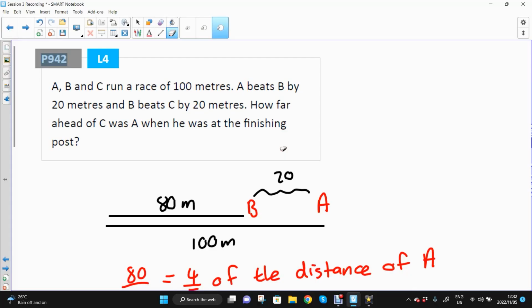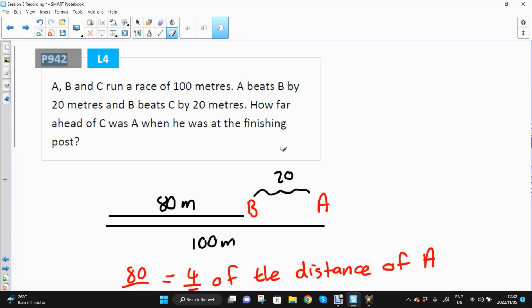A, B, C run a race of 100 meters. A beats B by 20 meters, and B beats C by 20 meters. How far ahead of C was A when he was at the finishing post?